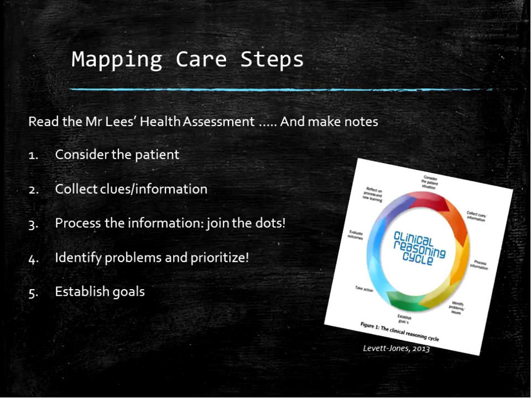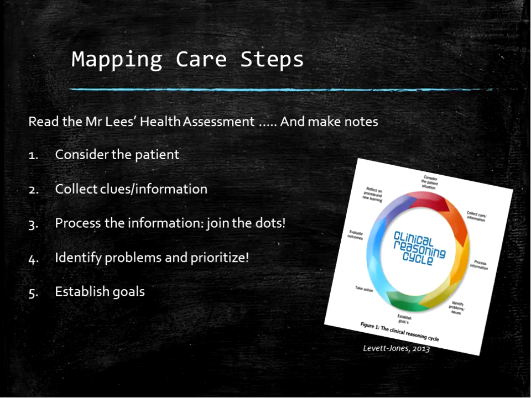So where to start? Where do you go with this care plan? Firstly, what I want you to do is print out the care plan or read it online, whatever you're more comfortable with. Make some notes. Identify the issues that you find along the way. So consider the patient. Not, again, old people everywhere, older Australians everywhere. Mr. Thomas Lee. This is specific to him. Collect the clues and the information.